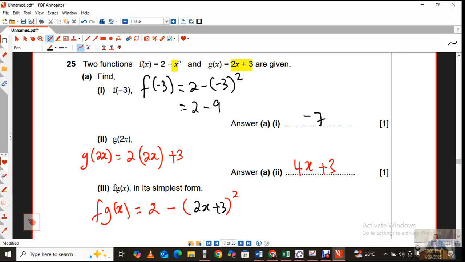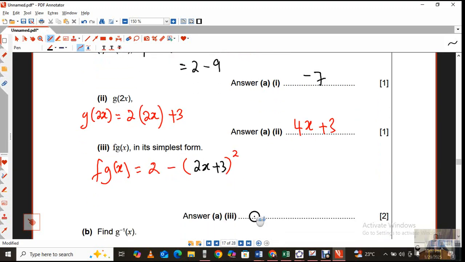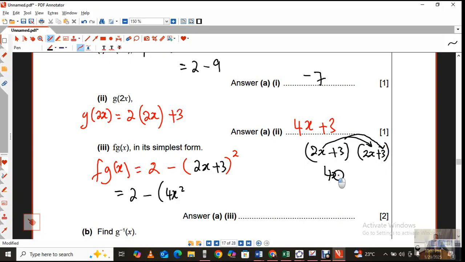Now, it says you must simplify because it's not yet in its simplest form. That means you have to multiply out that bracket. So if you do that, you have 2 minus 4x squared, because remember 2x plus 3 times 2x plus 3. 2x times 3 gives you 6x, and if I come here again, I get another 6x. Can you see that? And 3 times 3, I get 9. So 6x plus 6x is 12x, plus 9. That is what I have done there.